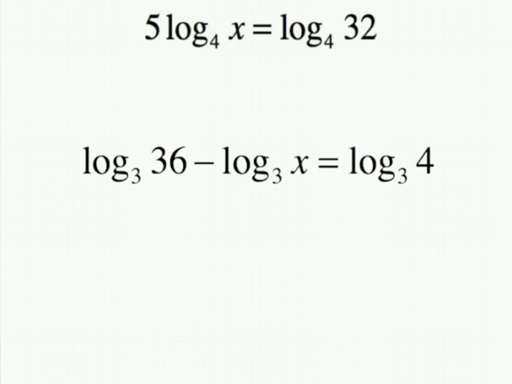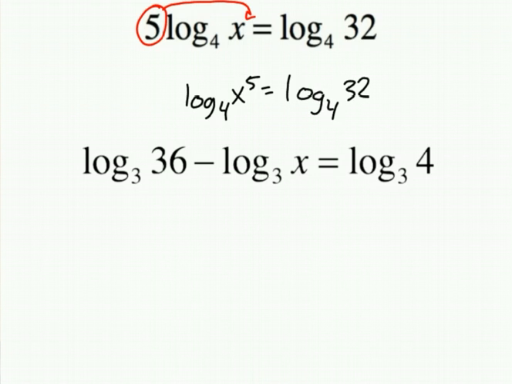So here's the first problem. All we need to do is, if you have something multiplied out front, you can bring it up and make it the power on the object of the log, whatever is behind the log. So that would make that log base 4 of x to the 5th equals log base 4 of 32. If you do know what logarithms are, they won't make them any more difficult than a log equals a log. So now I'm saying x to the 5th equals 32, so I need to think about that for a while. And 2 to the 5th is 32, so that's my answer too.